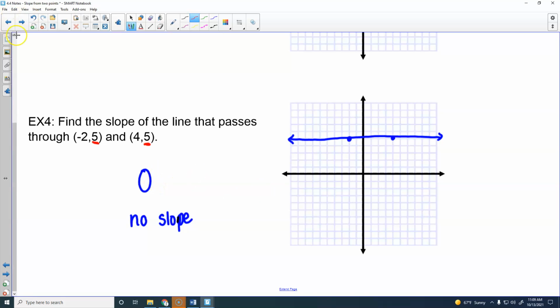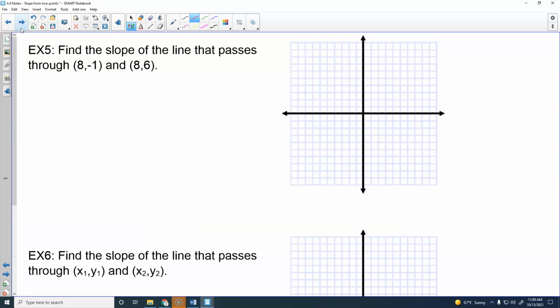All right, number 5. Here I've got the point 8, negative 1, which is right here, and 8, 6, which is right here. That is a vertical line, and a vertical line is where we have undefined.